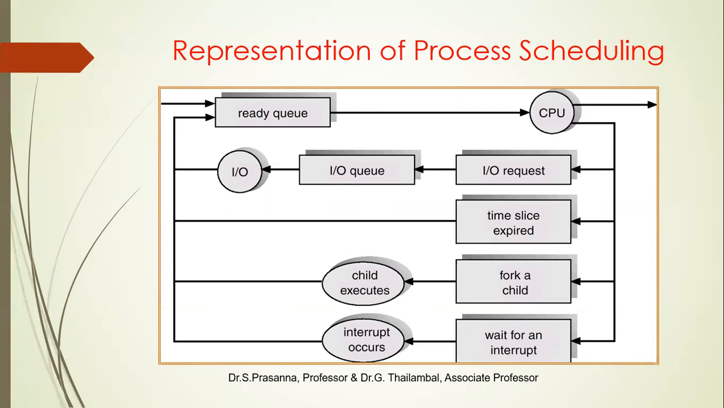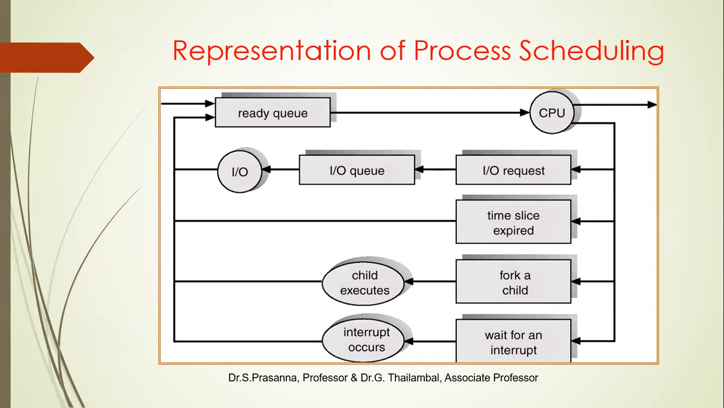At that time, the CPU will switch to some other process. When the process is in execution state in the CPU, sometimes it forks a child. Fork a child means it needs to execute a sub process, so that will be sent for child execution. After the child execution is completed, it is again placed in the ready queue. Similarly, some interrupt may happen. When the interrupt occurs, interrupt signal handling takes place, and the interrupt is handled. Then again it is placed in the ready queue.